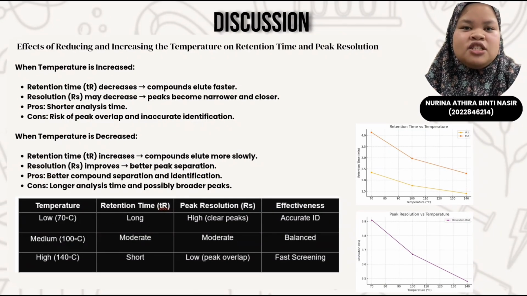Last, for the discussion part, we discuss how increasing or decreasing the temperature affects retention time and resolution. When we increase the temperature, retention time decreases because the compounds vaporize more easily and pass through the column faster. However, this also causes the resolution to decrease since there is less time for the compounds to separate. On the other hand, when we decrease the temperature, retention time becomes longer. This slower elution allows more time for separation, which improves resolution. The peaks are more distinct, making compound identification more accurate.